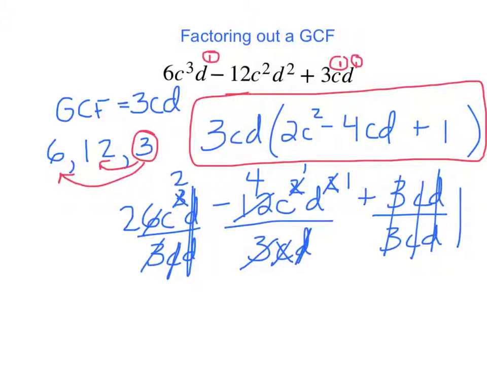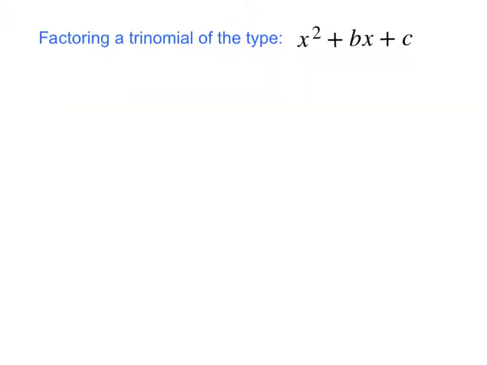Excellent. Moving on to factoring a trinomial of the type x squared plus bx plus c. So we'll use a couple of examples for this. Let's use x squared plus 5x plus 6, and we'll start with this one. So what is in the b position? What is in the position of the coefficient of that linear term there? Well, that would be your 5. So b is 5.